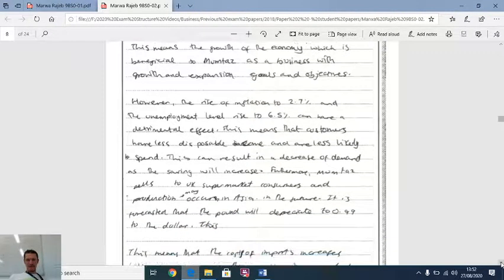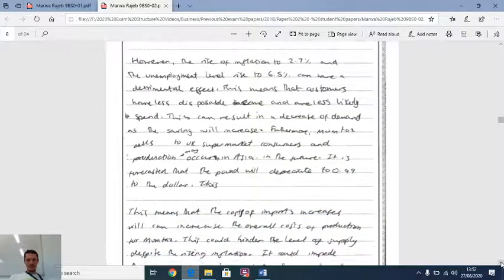She's speaking about the rise of inflation to 2.7%, unemployment levels rising to 6.5% can have a detrimental effect. Full stop. Customers may have less disposable income. So, inflation goes up. There's your original point. Customers have got less disposable income. That's your first chain. Less likely to spend. There's your second chain. This can result in a decrease of demand as the savings will increase. There's your third chain. Furthermore, Mumtaz sells to UK supermarkets, consumers, and production may occur in Asia in the future. Fourth chain. This all means it's forecasted the pound will depreciate to 0.99 to the dollar.